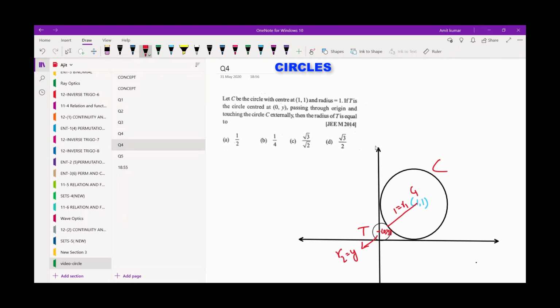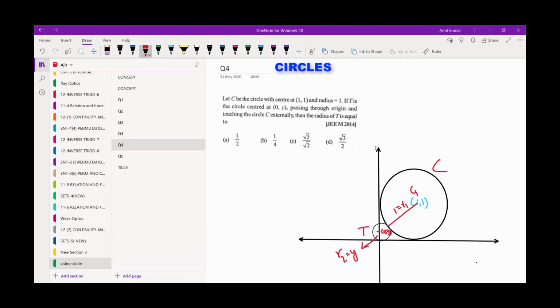And it is touching the circle capital C externally. Now my diagram is correct because the smaller circle is touching the bigger circle C externally, the center of the smaller circle is on the y-axis, and the circle T is passing through the origin.